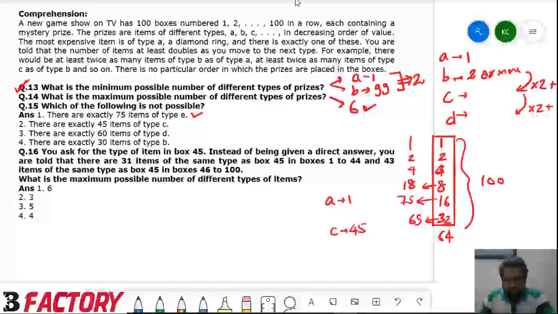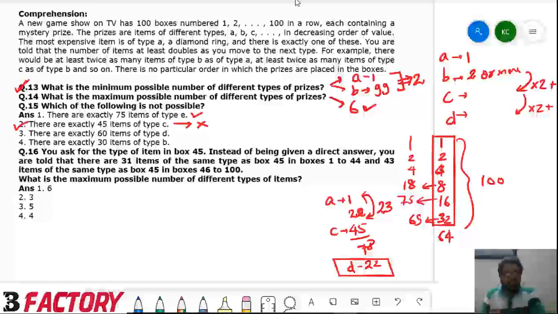This is 45. That means the maximum we can have in A or B is just 23, because this can be 22. Okay, then the total we have is 78. We need an extra 22. We cannot have 22 just in D, because D has to be more than double of C. So we cannot have 45 in C, because if we have 45 in C, in D we need more than 90. Okay, and the total items we have is 100.